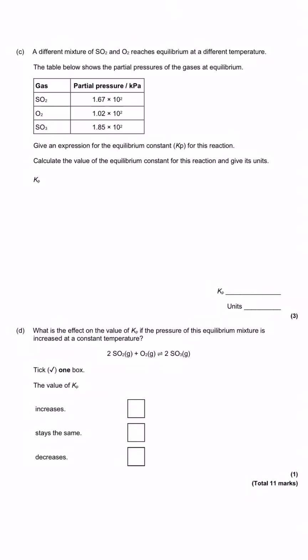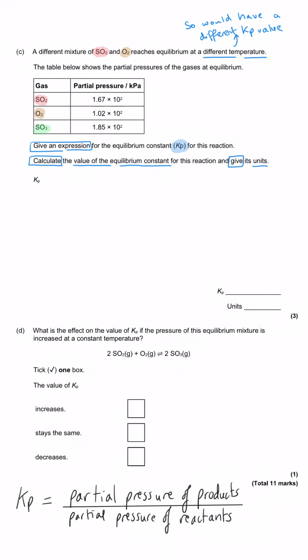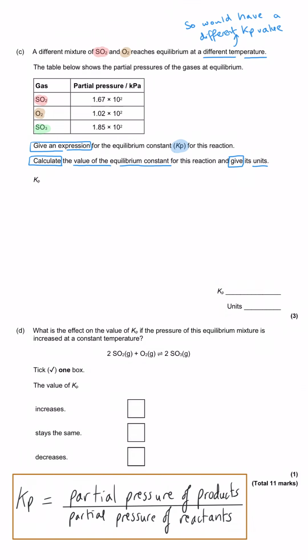A different mixture of SO2 and oxygen reaches equilibrium at a different pressure. The table below shows the partial pressures of the gases at equilibrium. Give an expression for the equilibrium constant Kp for this reaction and calculate the value of the equilibrium constant and give its units. So the expression for Kp tells you a numerical value that is the relationship between the partial pressure of the products compared to the reactants.